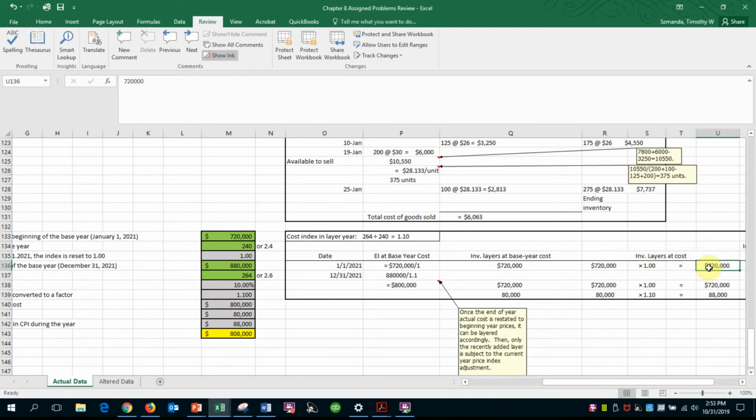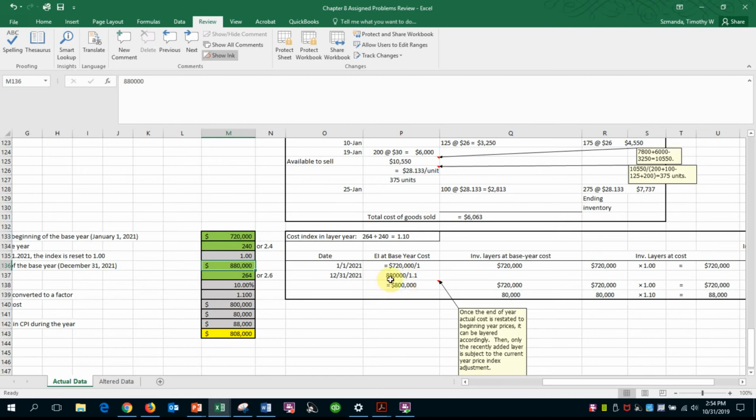That's our starting point. Now they're saying that at the end of the year, we had $880,000 of cost of inventory. So we went from 720 to 880. However, in order to reduce the LIFO liquidation effect, we're only going to apply this price increase during the year of 10% to the new value in the layer. So I know that's a little complex, but let's walk through it.